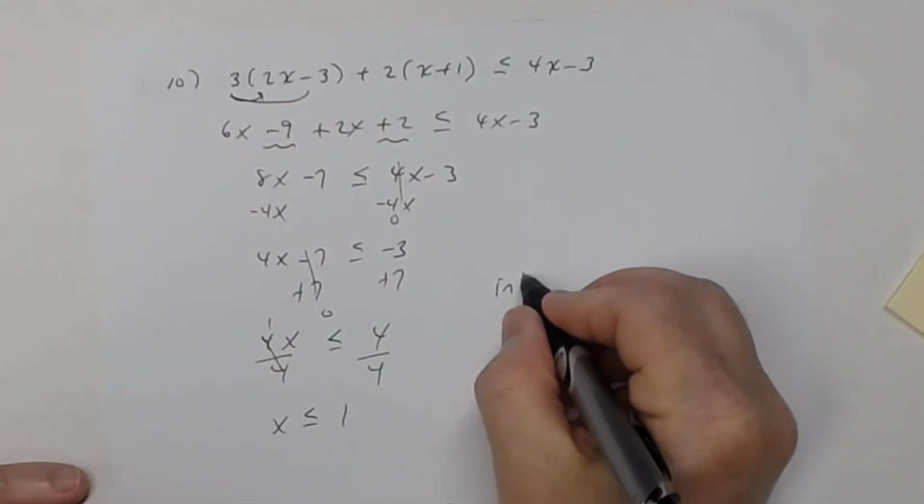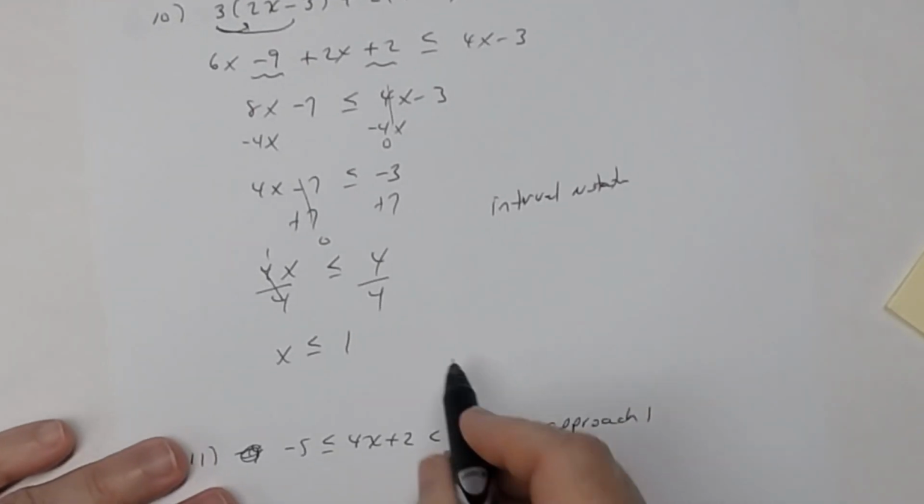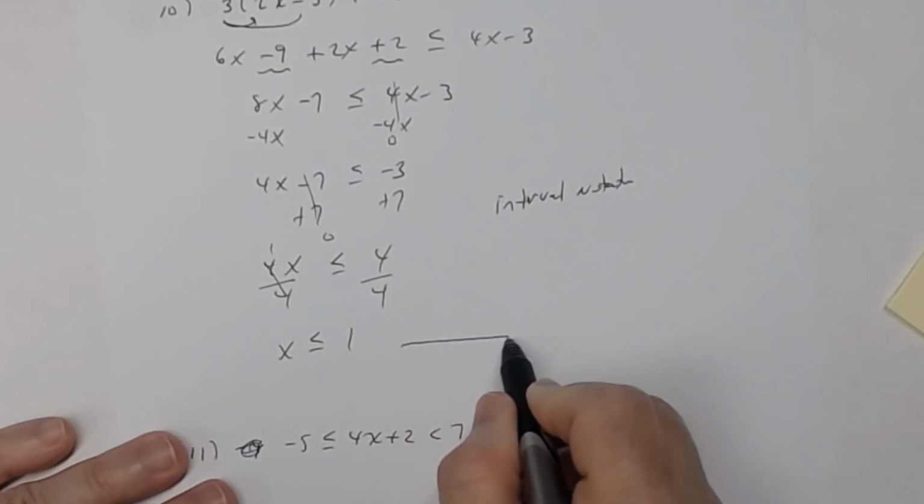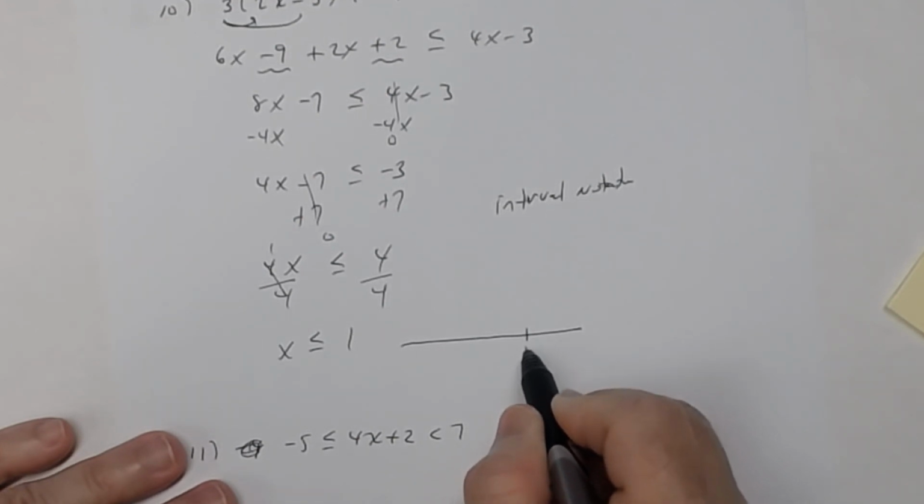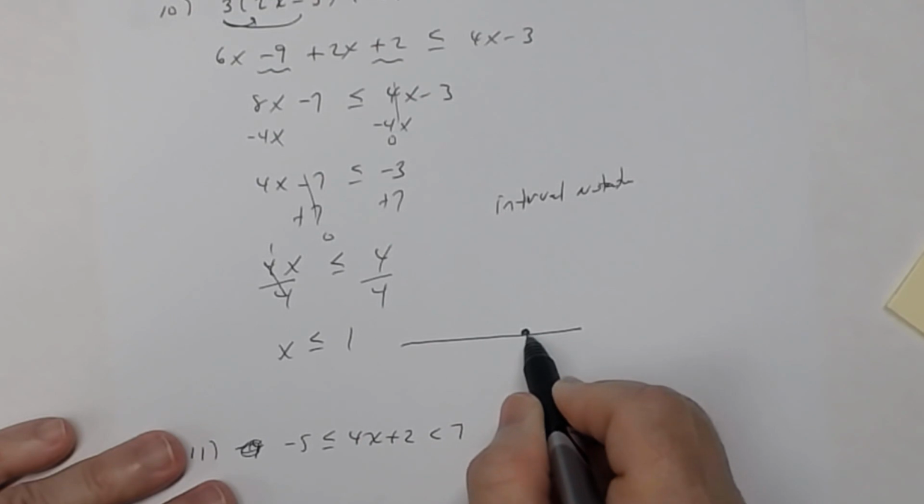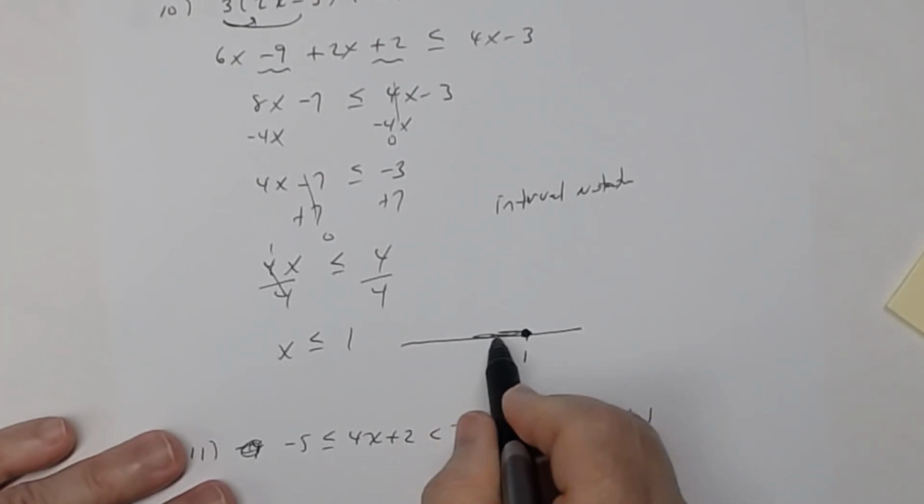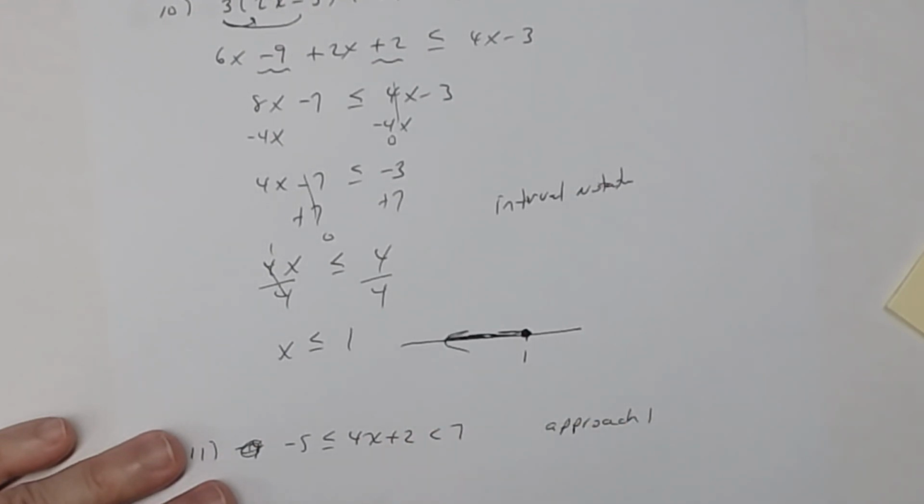Now the directions indicated that you wanted to write this in interval notation. Well, in your mind, you know that on the graph it looks like this. So this is what the graph would look like. Here's 1. Since there's an equal sign, that means that 1 is a solution, so you're going to use a closed circle. And you're going to shade in every number to the left.